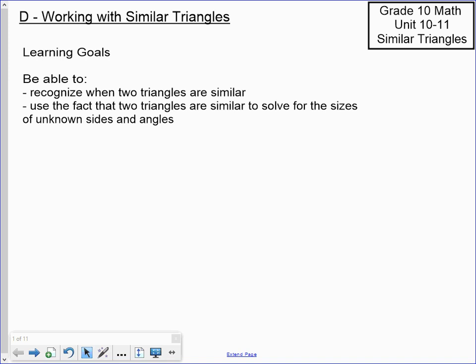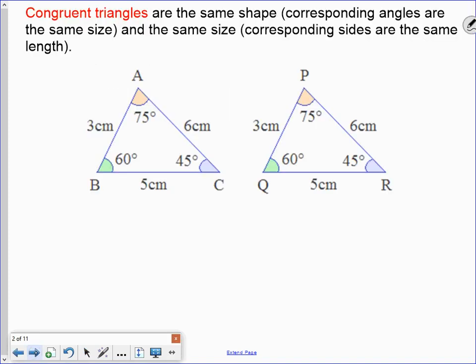In this lesson, we're going to be working with similar triangles here. So our goals are that by the end of this lesson, we should be able to recognize when two triangles are similar and use the fact that two triangles are similar to solve for the sizes of unknown sides and unknown angles.